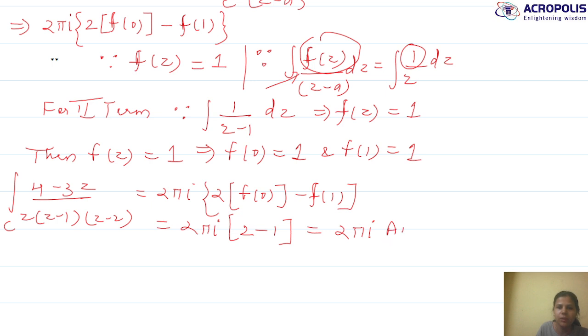So first we separate it using partial fractions and apply Cauchy's integral formula to evaluate the given integral. And for the point which lies outside the curve, according to Cauchy's integral theorem, the value of that integral will be 0.